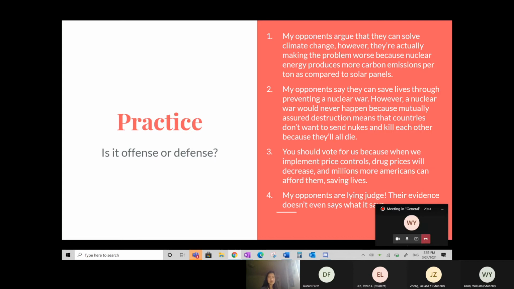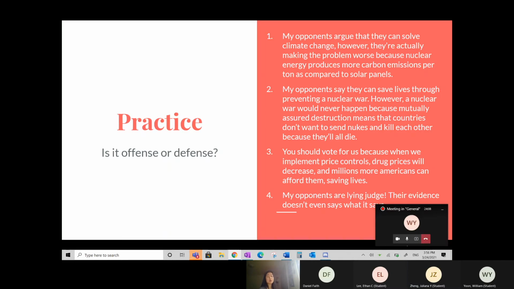Does that make sense? Just because you're responding to them, it doesn't mean that it's automatically defense, right? All turns are offense. If their argument produces some harm that we don't want, that is a reason to vote for you, because then in your world, you're not killing this extra 10 people. Does that make sense? So that's offense, right? Yeah, it is offense.